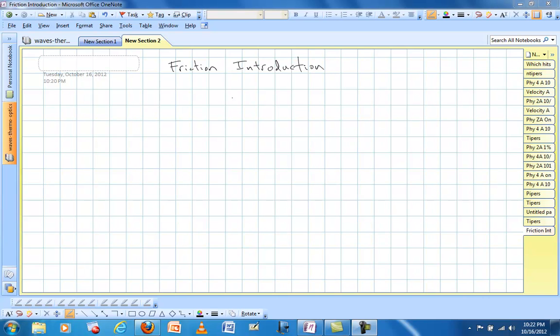Let's introduce friction. Of course, we've been ignoring it up till now because we've been keeping our models of the world very simple. But the world has friction, and our models have to become more advanced so we can account for that. First, let's take a little review on normal force.